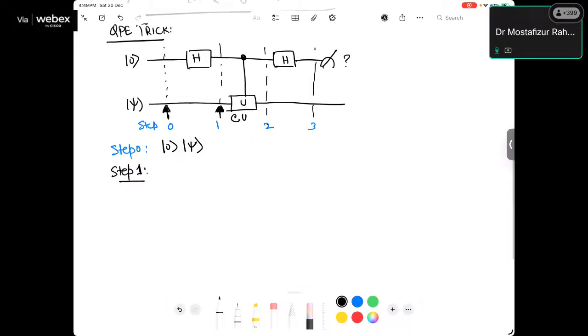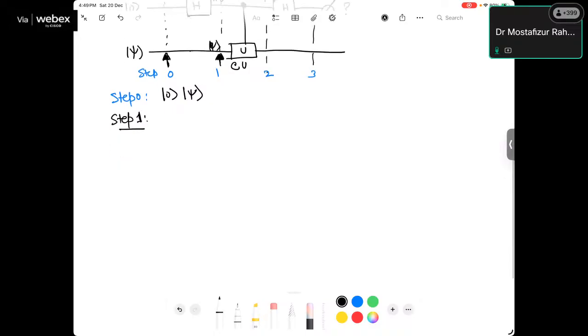Step 1, I have done the Hadamard gate in the first qubit, right? So my state here is the plus state. And my state here is again the 0 psi state because I have done nothing, right? So I can write this first step as 1 upon square root 2, 0 plus 1, that is my plus state, together with psi. Or this can be written as 1 by square root 2, 0 psi plus 1 psi, right?